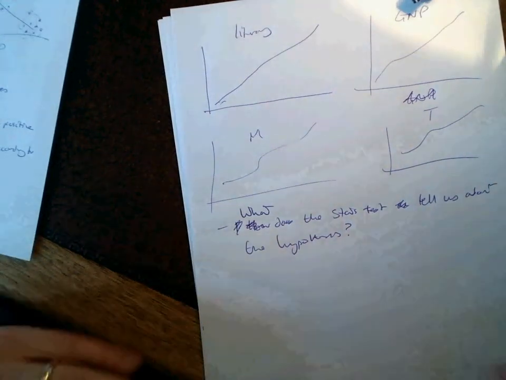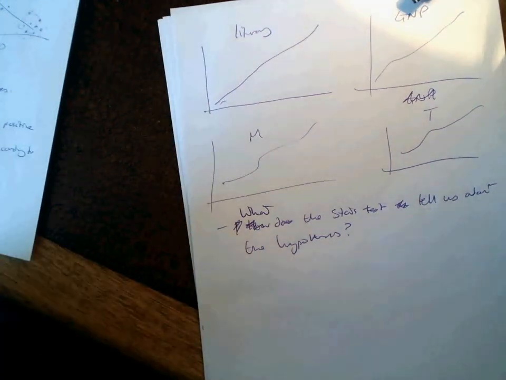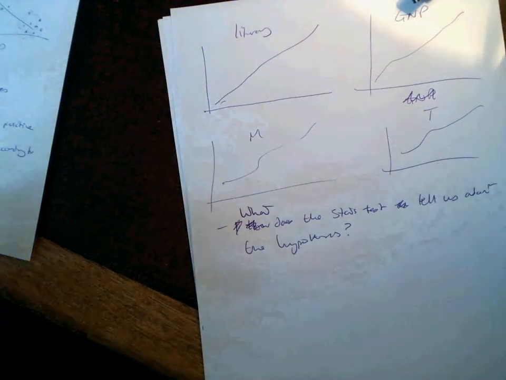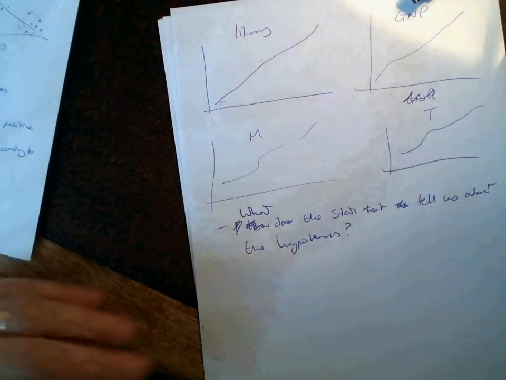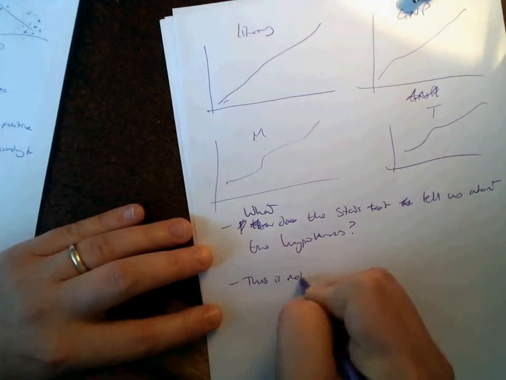Let's say that your stats tests don't back you up. That's more likely, that you've not got a relationship between something that you really expect there to be a relationship between. Well, what you say is, this is not as I expected.